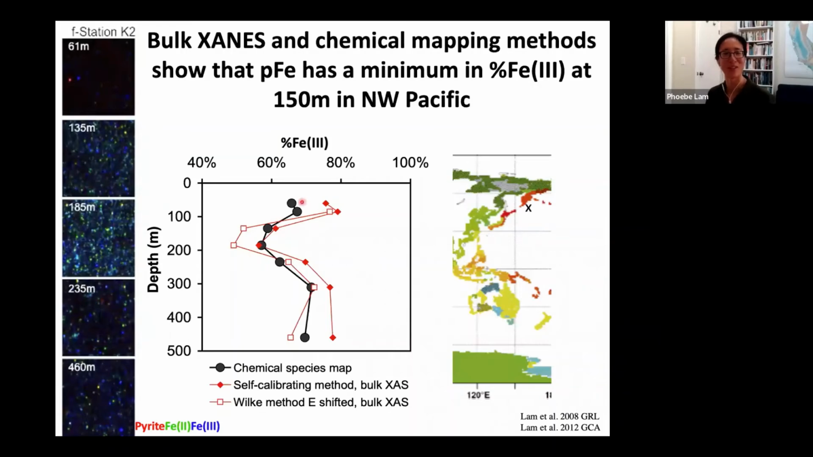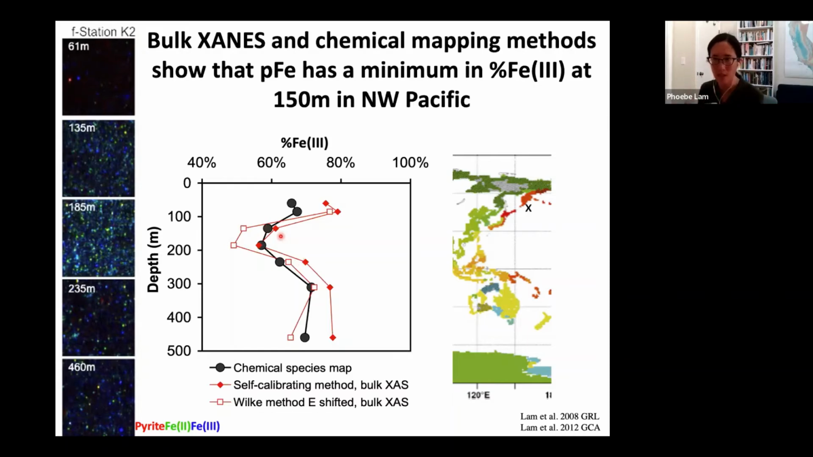Okay, so here we go. Black is the chemical species, red is the bulk. And so we spent a lot of time making sure that this number is comparable to that number. Okay, so this told us that we had something funny going on that was special about this 185 meter concentration max. This is what the chemical species maps look like.